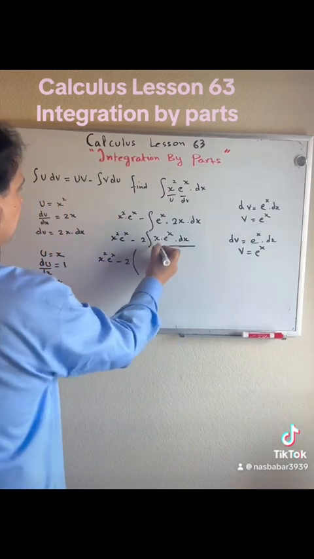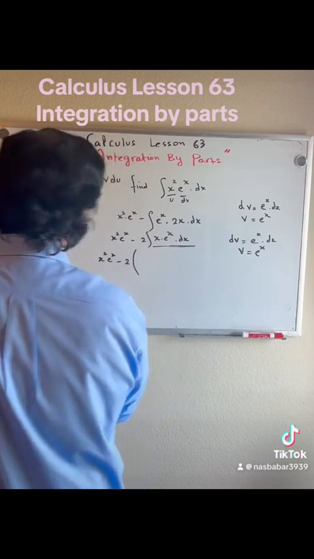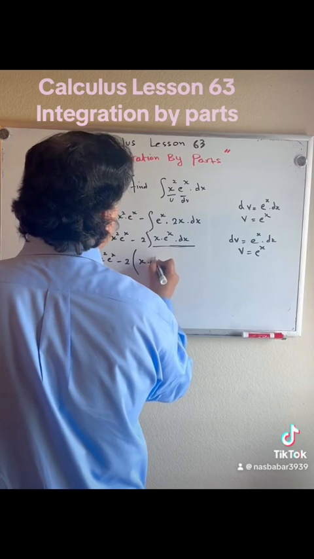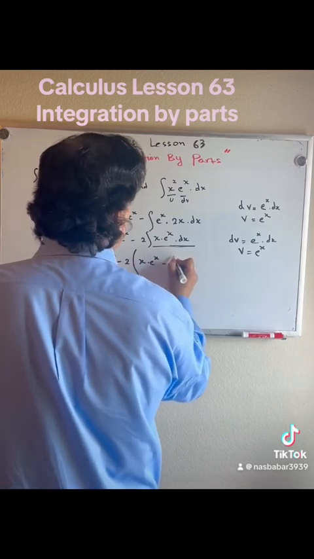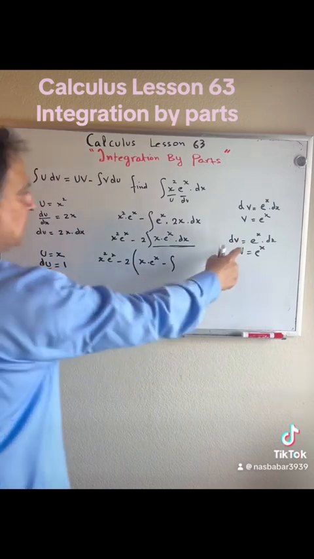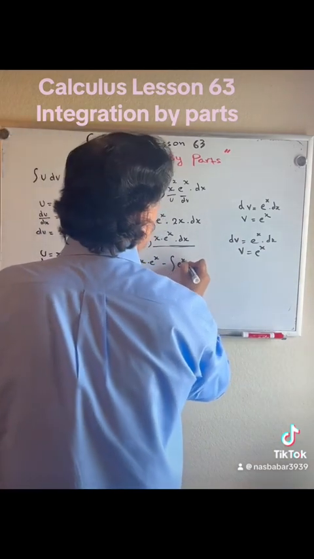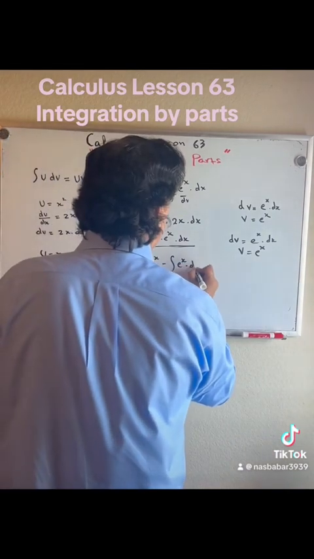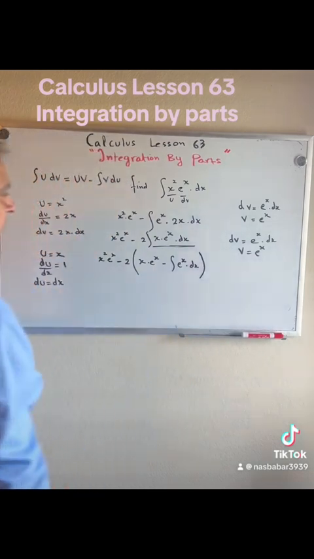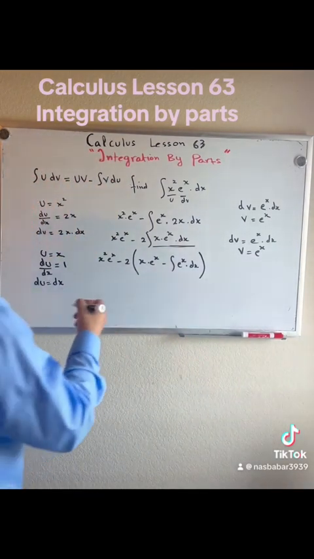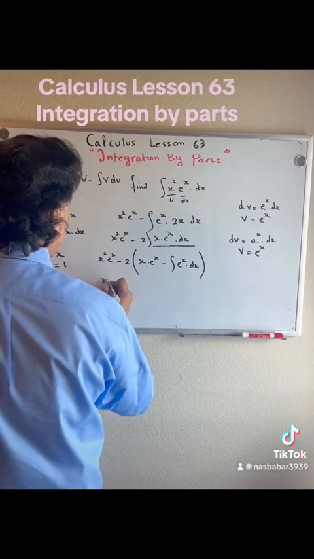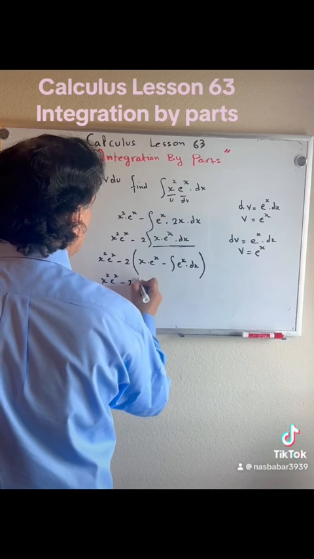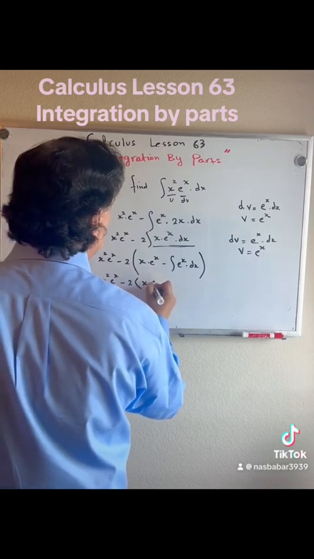u times v. u is x, v is e^x, so x times e^x, minus the integral of v, which is e^x, and then du. du is dx. Okay, bracket close. It's going to make more sense in just a minute. So x squared e to the x minus 2 x e to the x.